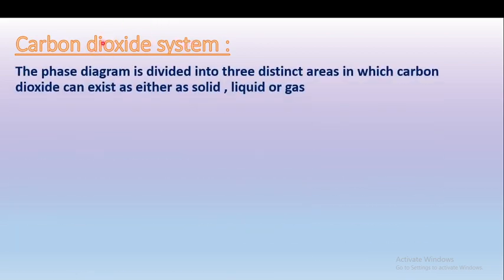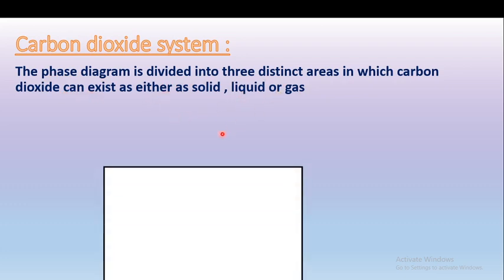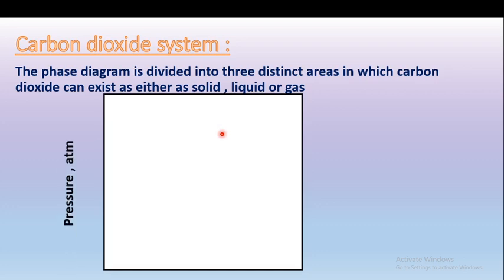So, carbon dioxide is also a one component system like the water system. The phase diagram is divided into three distinct areas in which carbon dioxide can exist as either solid, liquid or gaseous phase. So this is a phase diagram of the carbon dioxide system. A pressure versus temperature graph is drawn as the phase diagram.